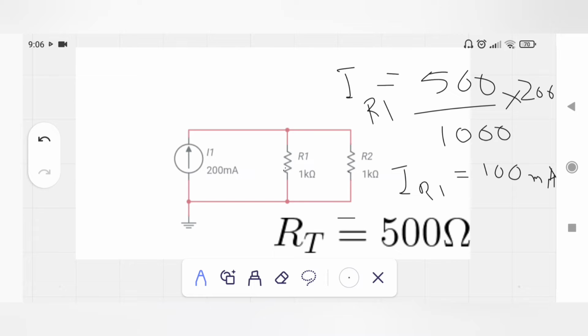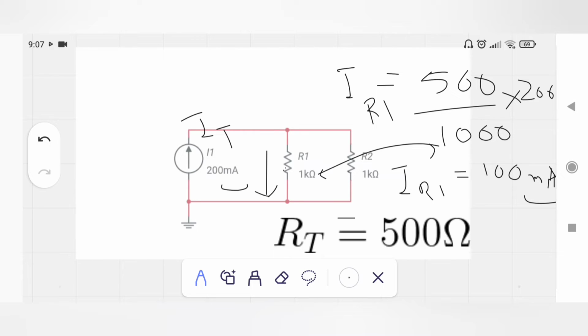IR1 is equal to 500 divided by 1000 multiplied by 200. IR1 is the current flowing through R1, and we substitute values accordingly: R1 is 1000 ohm, 500 ohm is the equivalent resistance, and this is IT. The answer is IR1 is equal to 100 milliampere. The total current source is in milliampere, so the answer is also in milliamperes.